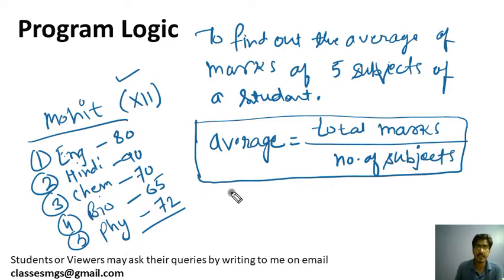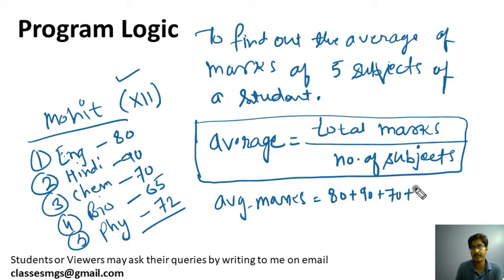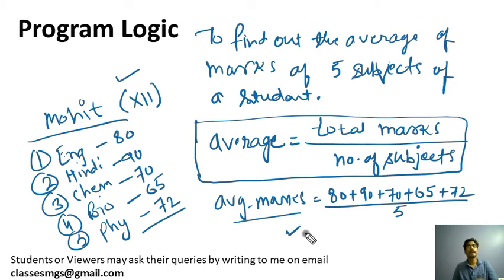Okay, so here the average marks will be calculated like this: 80 plus 90 plus 70 plus 65 plus 72. We will add those and we will divide it by 5. Whatever the average we will get, we will print this. So this is basically the program that we want to write, the business logic.